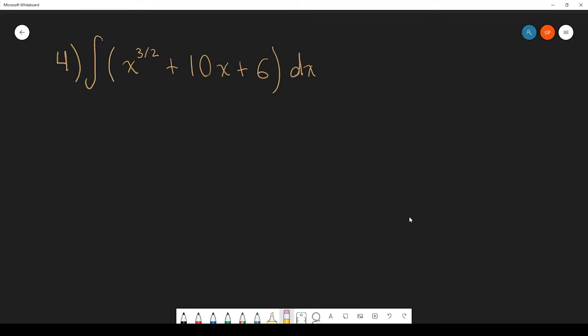You might also run into a problem like this one, where you add. In this case, you can simply apply the antiderivative to each term separately. So this is equivalent to the integral of x to the 3 over 2, plus the integral of 10x, plus the integral of 6, and of course add dx to each of them.